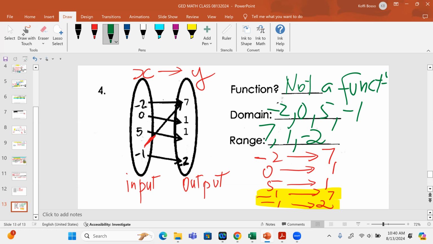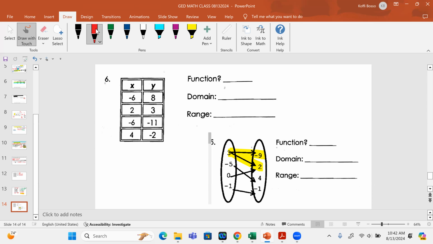So far, so good. Okay, let's see another one. What is the first input here? 3, right? That 3 is connected to what number? -9. The same 3 is connected to another number, which is what? 2. That's the way you see that it's repeating. 3 is connected to -9. 3 is also connected to 2. So 3 is repeating. So it's not a function.